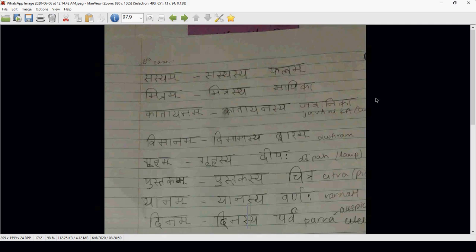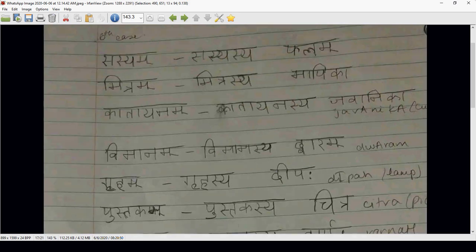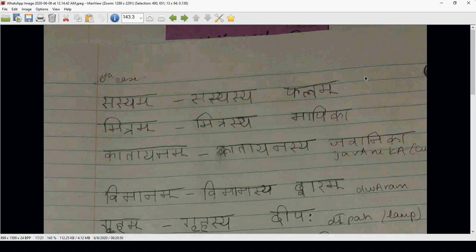Sasyam, sasyasya phalam. This is what you have written. Mitram, mitrasya mapika. So can anybody else verify this? What do you think, is it correct? Sasyasya phalam. Yes, that's correct. Mitrasya mapika. Yes, mitrasya. Mitram is mitrasya. Mapika.